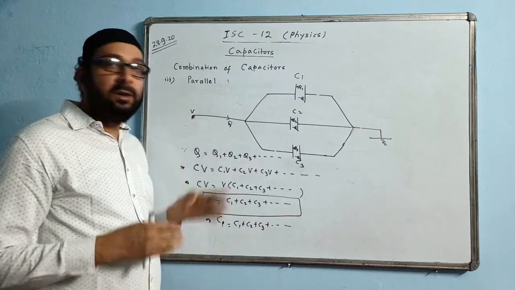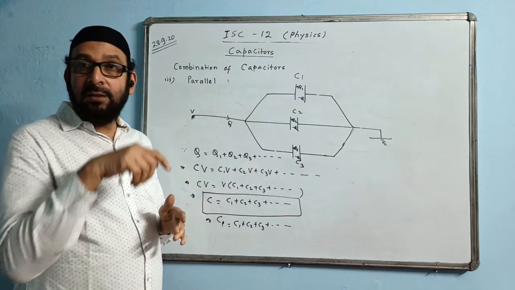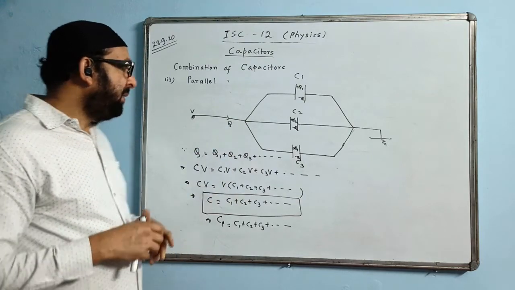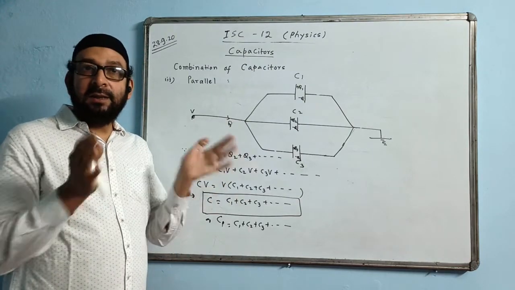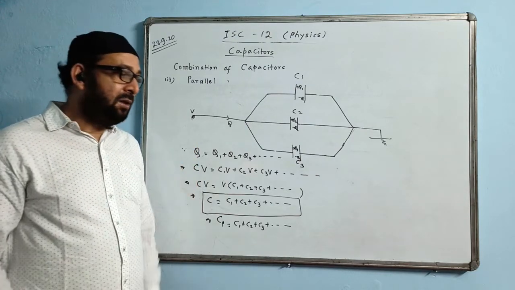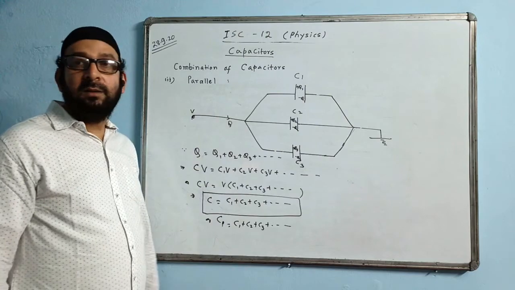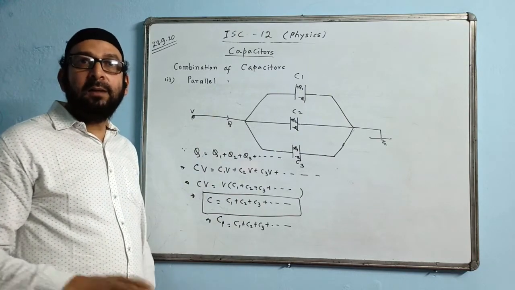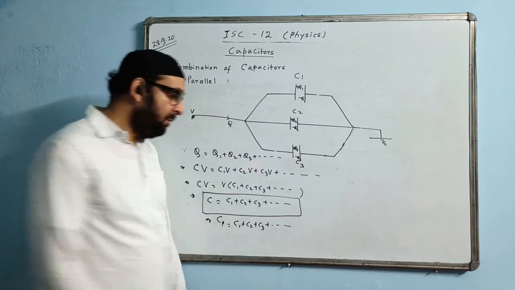And in series combination, the formula is 1 by C equal to 1 by C1 plus 1 by C2 plus 1 by C3. Then the total capacitance decreases. It becomes less than the least. So that is the idea behind these two. So these two derivations are important. If any one may come, you need to know it.